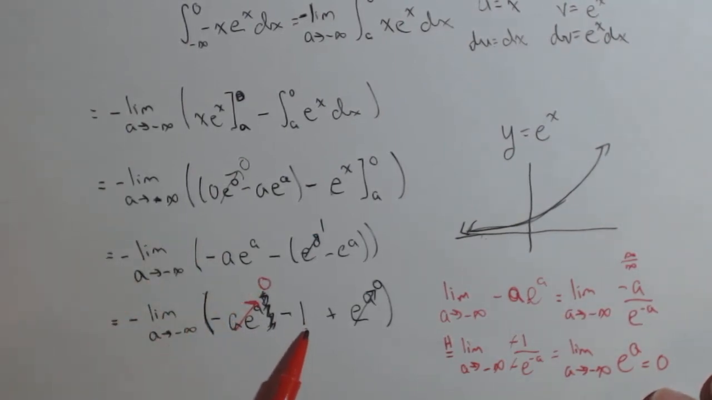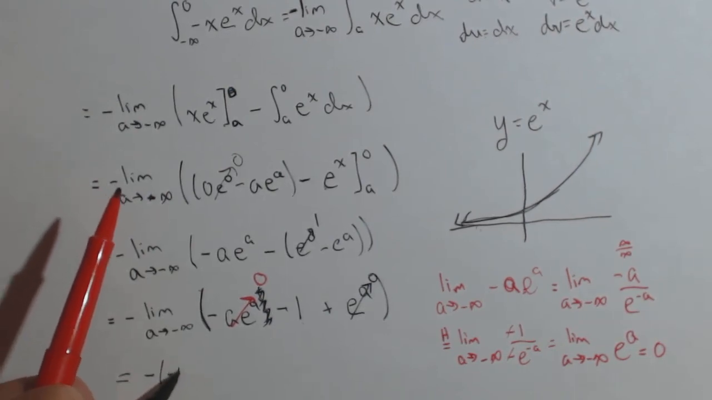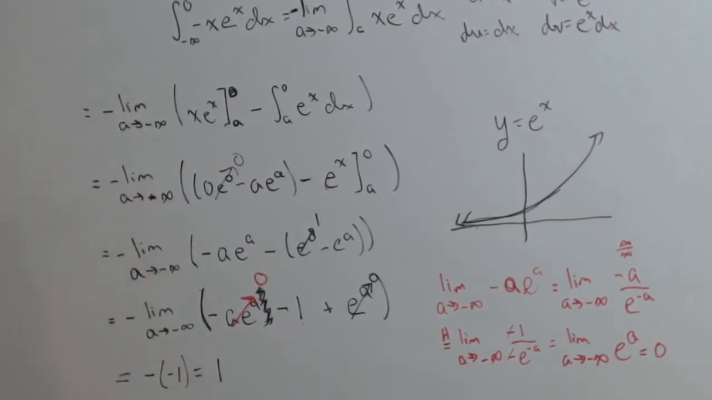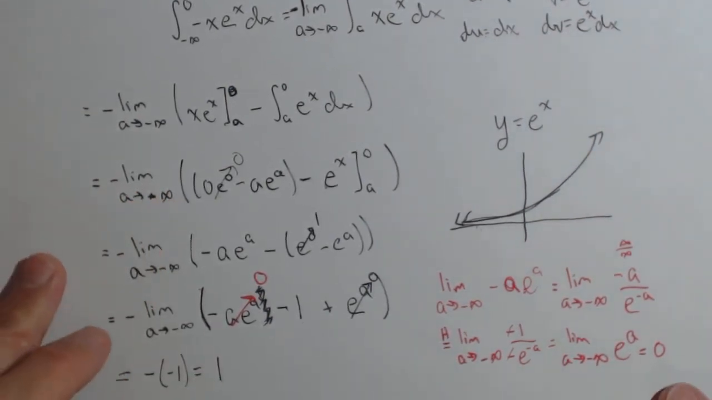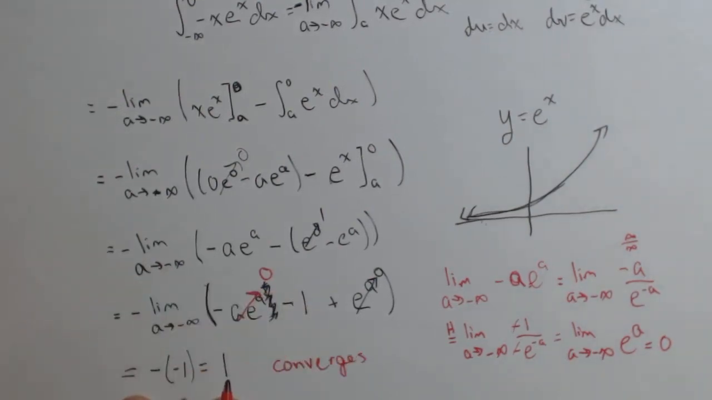The limit of a constant is a constant, so what we end up with is a negative 1, or with the negative out front, a positive 1. So we can say this improper integral converges, and furthermore we can actually say it converges to positive 1.